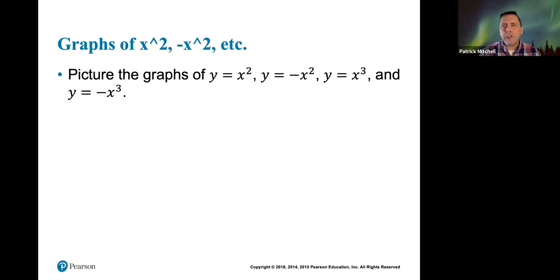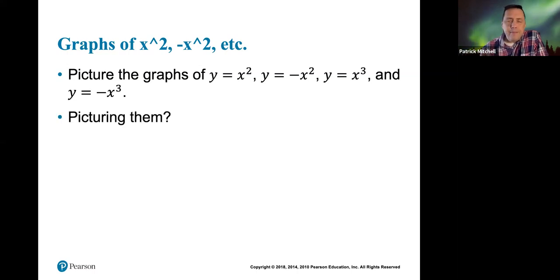So after doing chapter 1, specifically, I want to say section 1.6, you should be able to picture these graphs pretty quickly. At least y equals x squared and y equals x cubed were part of our library of common functions. And then, of course, by sticking a negative sign in front, what does that do? Flips the graph upside down, right? So picture these graphs.